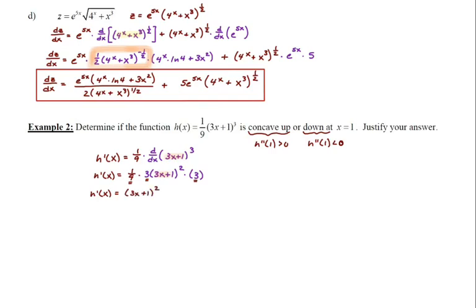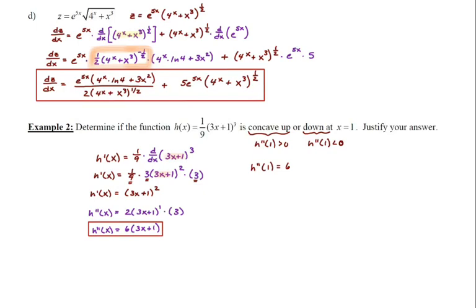So I end up with (3x + 1)² as my first derivative. Again, use the chain rule, simplified fairly nicely. To take the derivative of this function, h prime of x, I'm going to use the chain rule again. So the second derivative is going to be 2 times (3x + 1) to the first, applying the chain rule again. So 2 times the inside untouched to the first, times the derivative of 3x + 1, which is 3. So what I get for h double prime of x is 6 times the quantity 3x + 1.